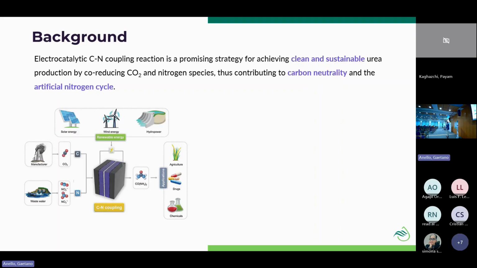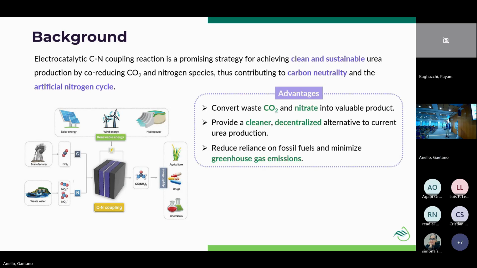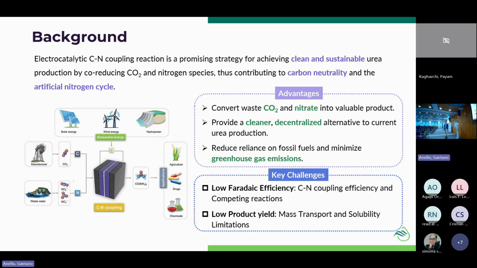So basically what that means is you would be able to move away from the fossil-based, highly centralized processes that exist currently, the Haber-Bosch process that produces ammonia, and then the Bosch-Meiser process that uses that ammonia plus CO2 to produce urea. Okay, so it's clear that these are the advantages: you use waste CO2, you use waste nitrate, you use renewable electricity, and produce a fertilizer in a decentralized way.